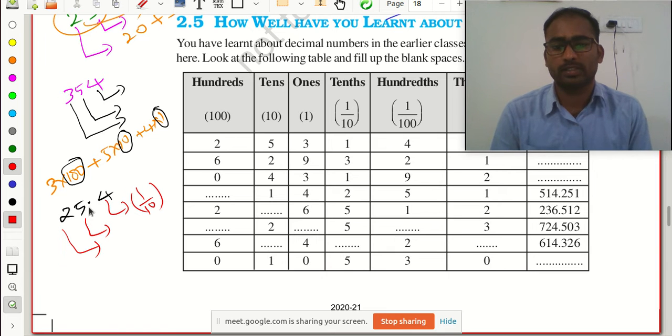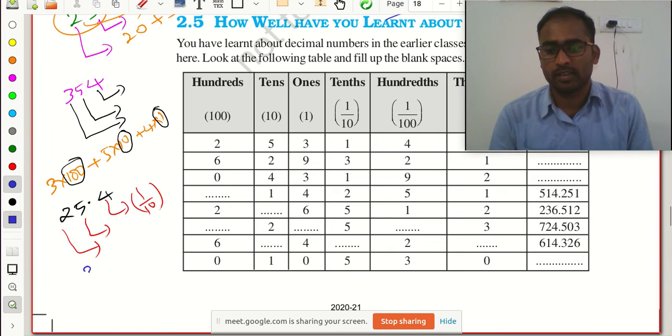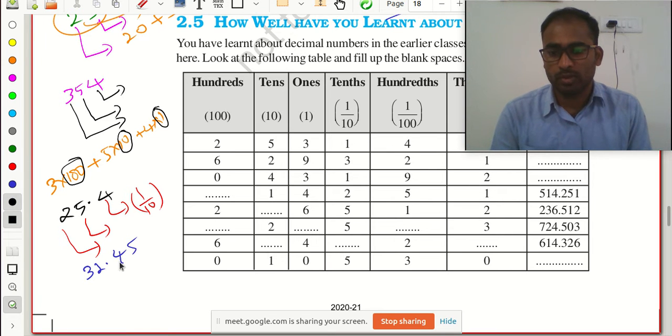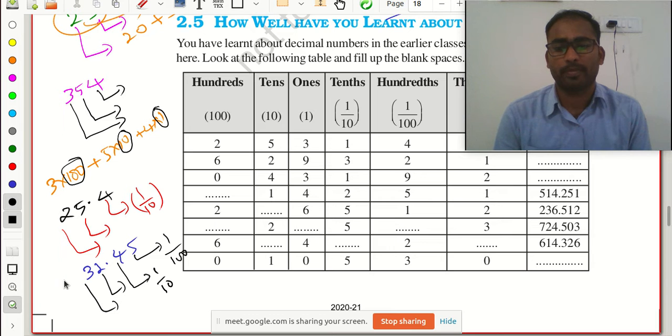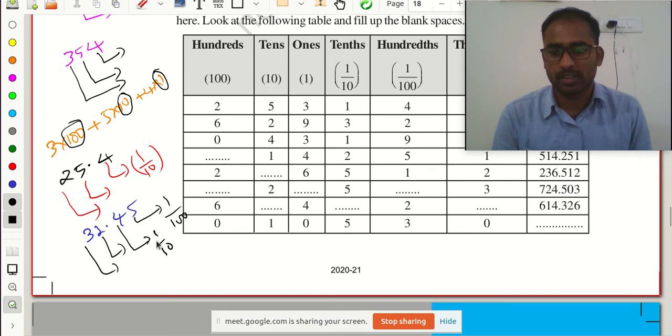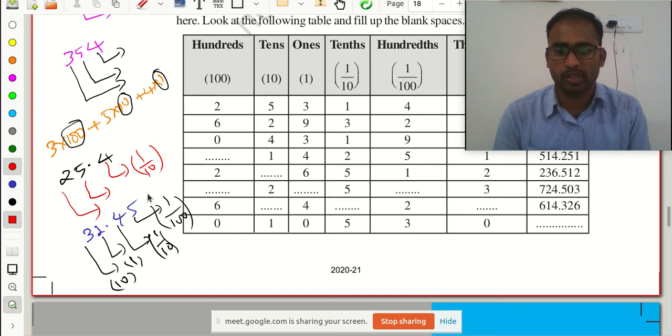Next, if I write 3 to decimal 4 and 5. So now this is in the ones place and this is in the tens place. But this 4 is in the 1 by 10th place. This 5 is in the 1 by 100. Understood? Here see the difference. This is in the ones place, this is in the tens place. But after the decimal point, this number is in the 1 by 10s place, this is in the 1 by 100. Next I will give another example.